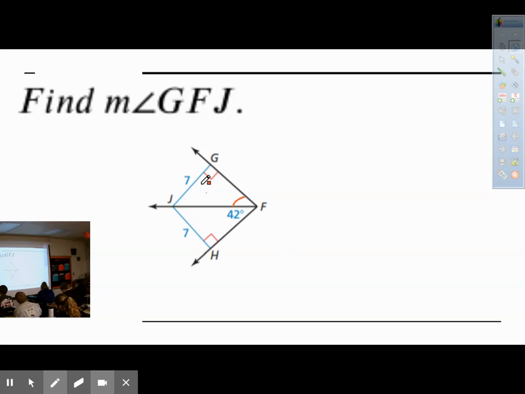Well, first thing I notice is that this side is 7 and that side is 7, so they're congruent. And I notice that these are right angles. So that means that these 2 angles here would be congruent. So if this angle is 42 degrees, that angle is also 42 degrees. So the measure of angle GFJ is 42 degrees.